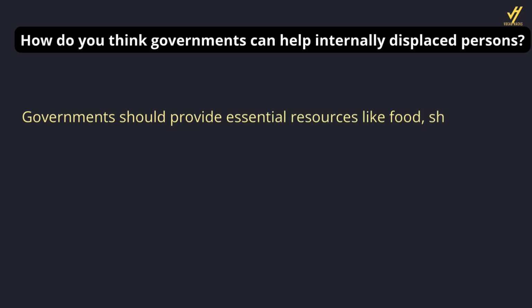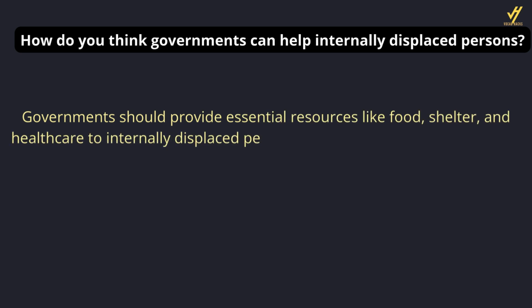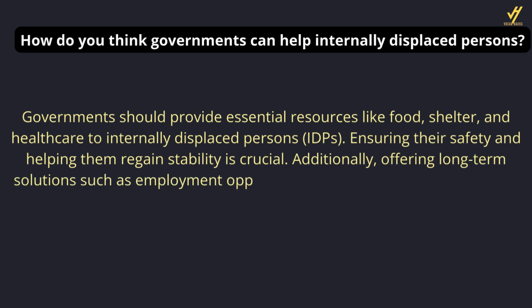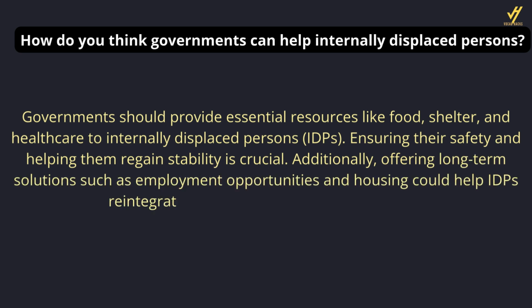Governments should provide essential resources like food, shelter, and healthcare to internally displaced persons, IDPs. Ensuring their safety and helping them regain stability is crucial. Additionally, offering long-term solutions such as employment opportunities and housing could help IDPs reintegrate into society and rebuild their lives.